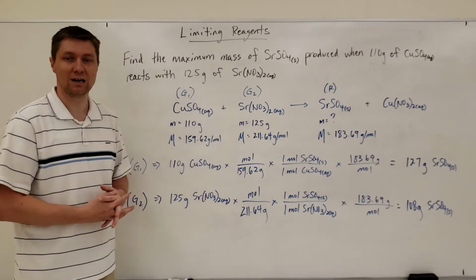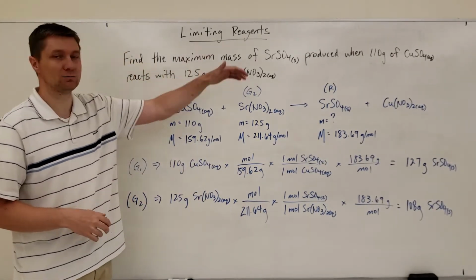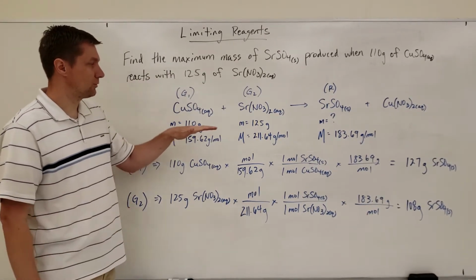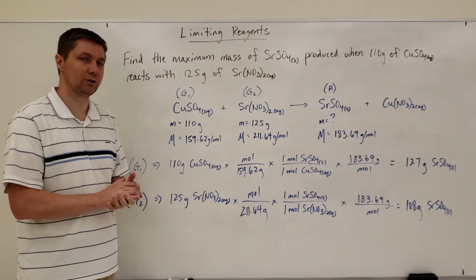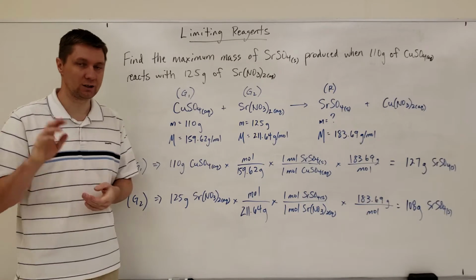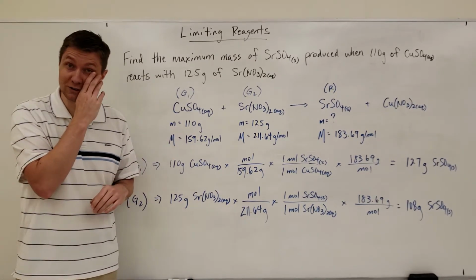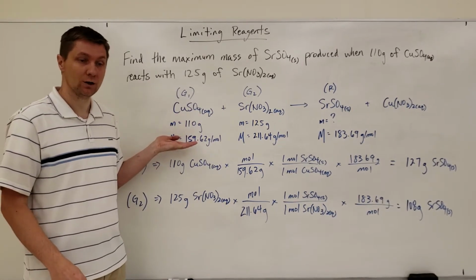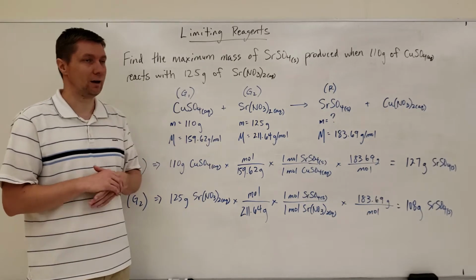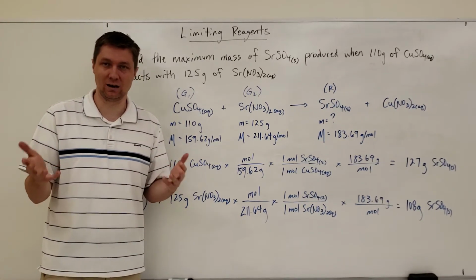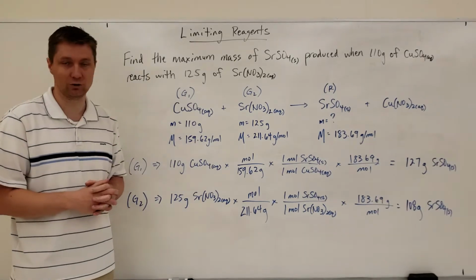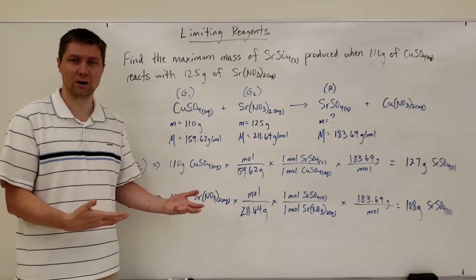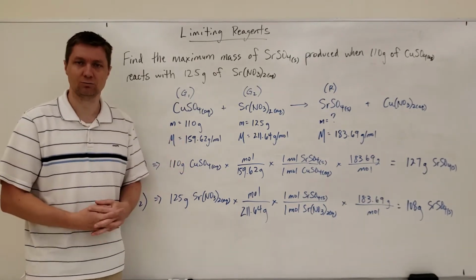And so that's what this question is asking you to figure out when it says find the maximum mass of strontium sulfate. So I've got 110 grams of copper 2 sulfate and 125 grams of strontium nitrate. And the first thing that kids will do is say, okay, hey, this question's easy. This one has more mass than this one, and so obviously I'm going to run out of this one first. So this is my limiting reagent. And it turns out that that's not always the case. So I've given you an example to illustrate this, so that you can see that that is true in only some cases and not true in others. And this is one of those not true circumstances.